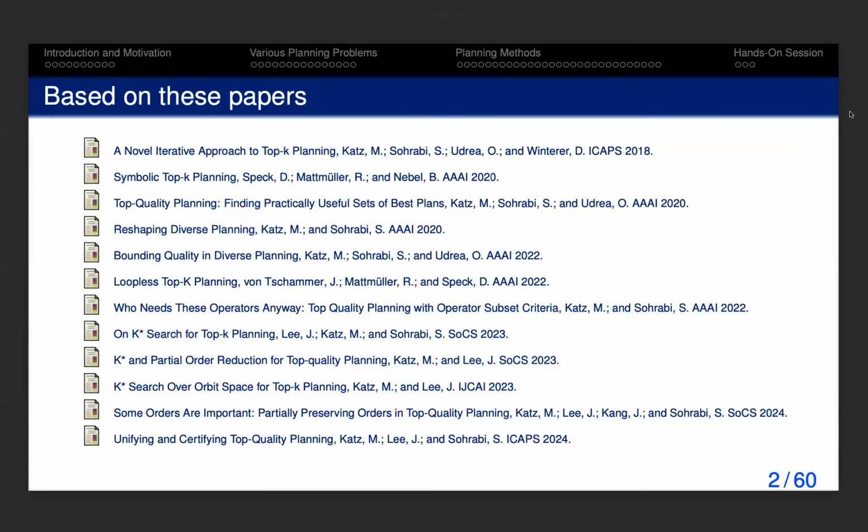Okay, all right, so what we're going to cover in this tutorial is based on this set of papers that is shown here. I also want to mention that all of our slides are available on our webpage that's linkable from the ICAPS website, tutorial site.